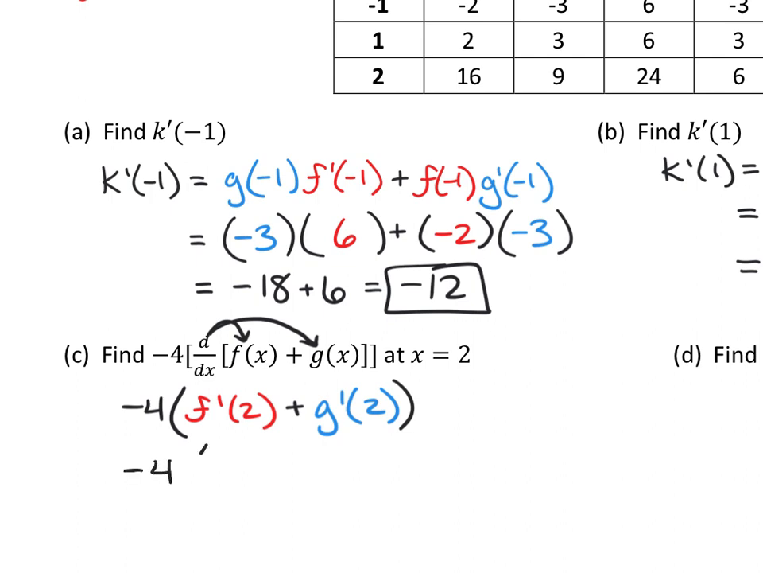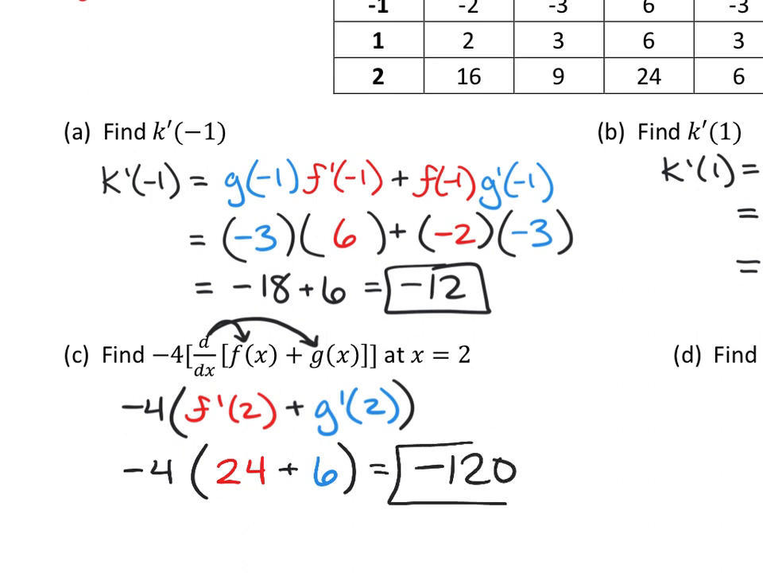What is f prime of 2? 24. What is g prime of 2? 6. 24 plus 6 is 30. 30 times negative 4, negative 120. So these tables aren't just necessarily going to be for the product rules. Sometimes they're going to be for our sum and difference rules.